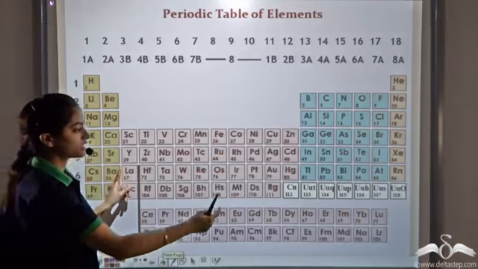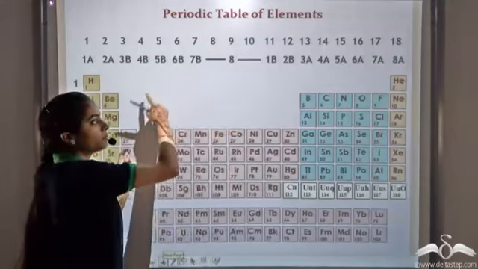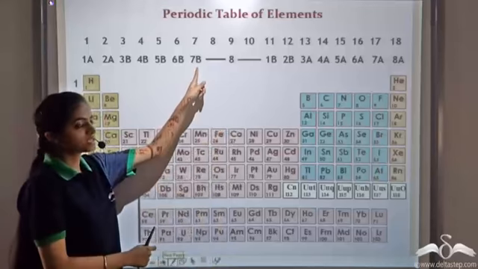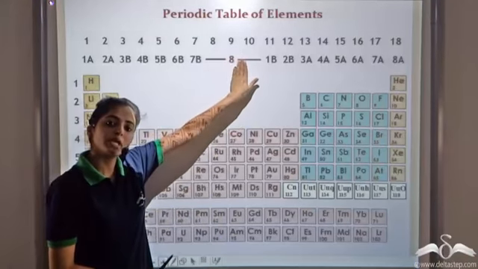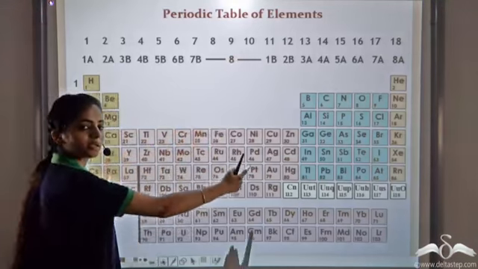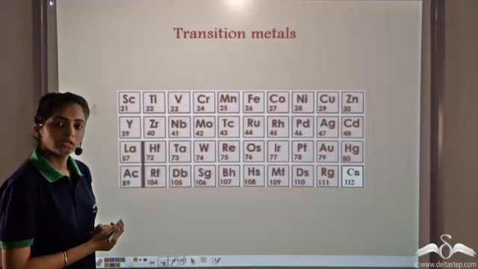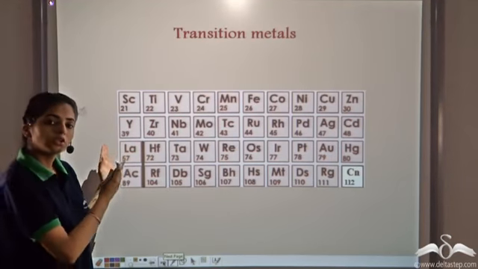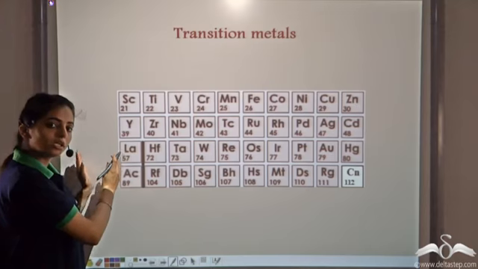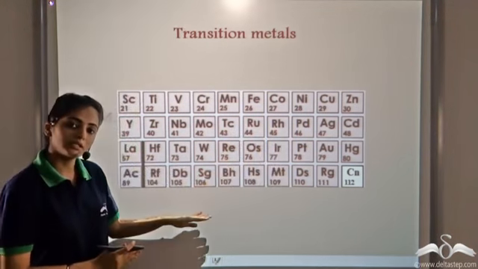Now let's come to this part. That is the elements belonging to group B, from 1B to 7B, and these three groups, that is group 8. So these metals are known as transition metals. They're known as transition metals because they show a transition from the left part of the periodic table to the right part of the periodic table. Hence, we place them in the center.